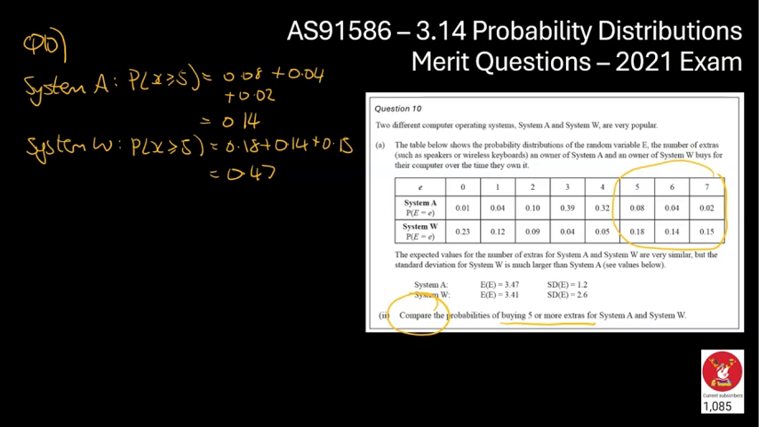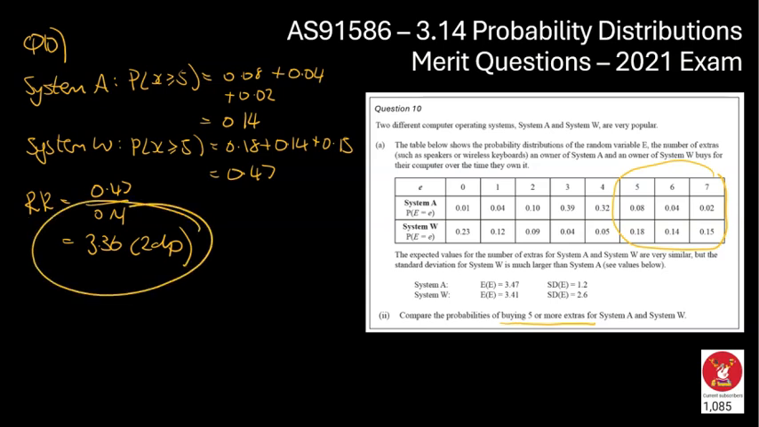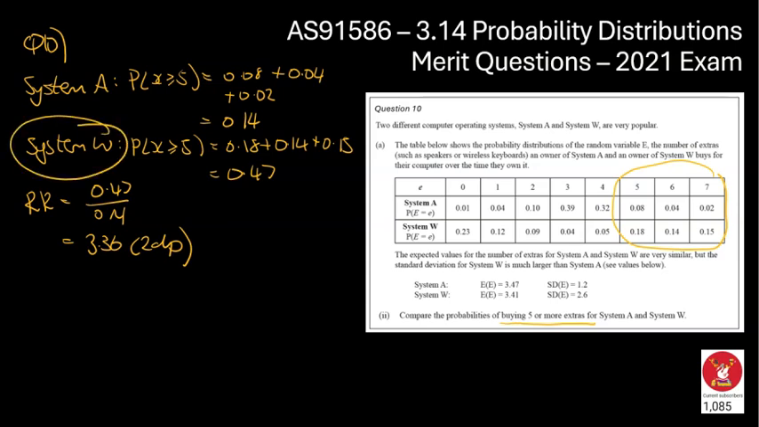I always compare through relative risk. For me, that's a comparison. My relative risk is always equal to my bigger probability divided by my smaller one. So I'm going to do 0.47 divided by 0.14. And that gets me to 3.36, to 2 dp rounding. That relative risk number is going to be the basis of my comparison. So this tells us that people who purchase system W are 3.36 times more likely to get 5 or more extra accessories than people who purchase system A.